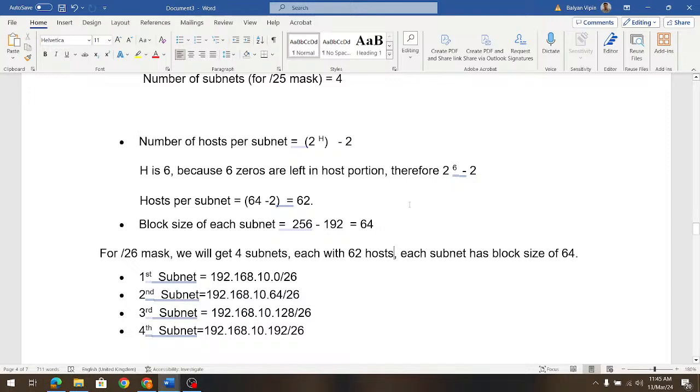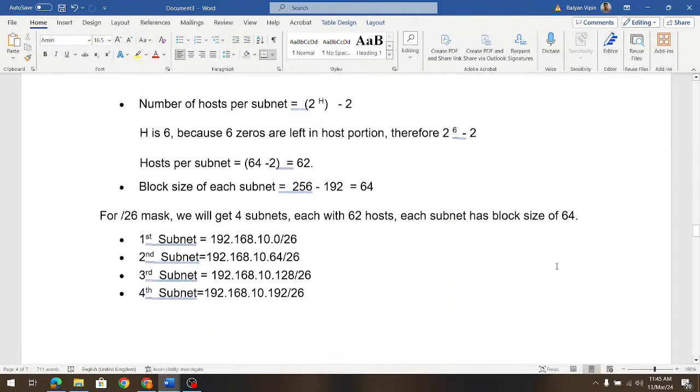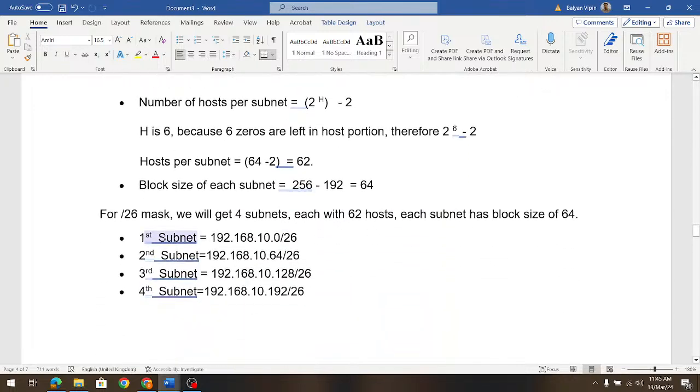So 62 hosts are possible, you can say 62 valid IPs. The block size is 64, so where are the two remaining IP addresses? One is used for the subnet and the other is used for broadcast. Again, the first subnet will be the logical AND operation of these two, bit by bit.